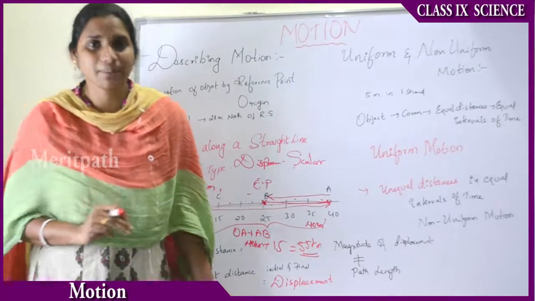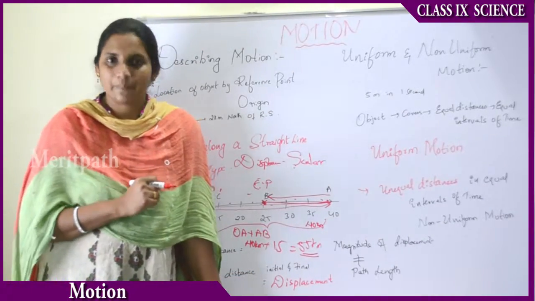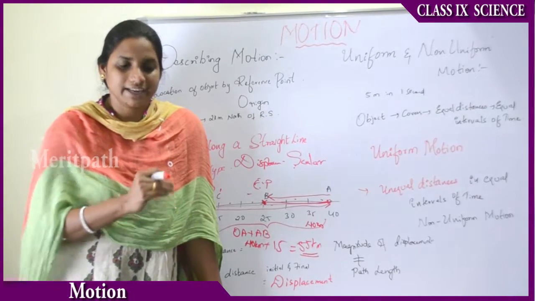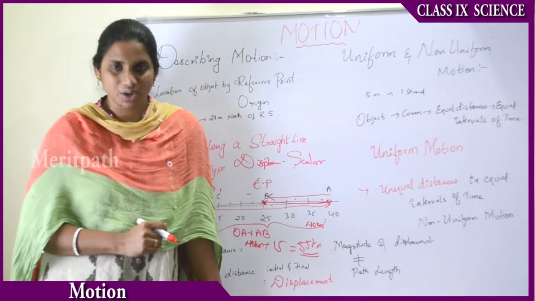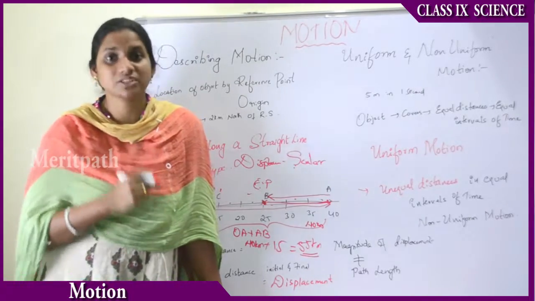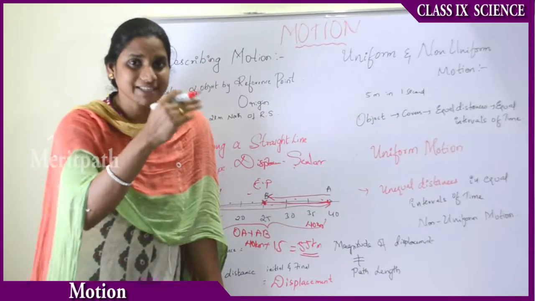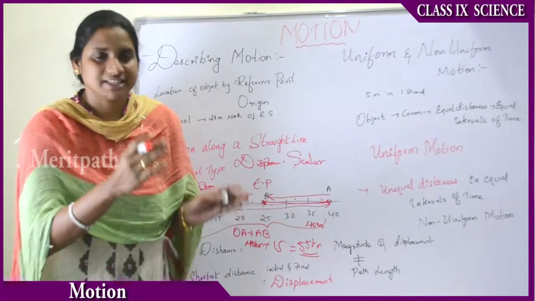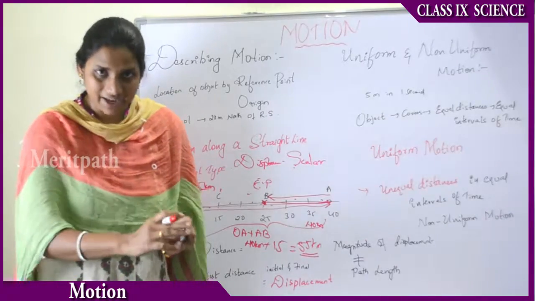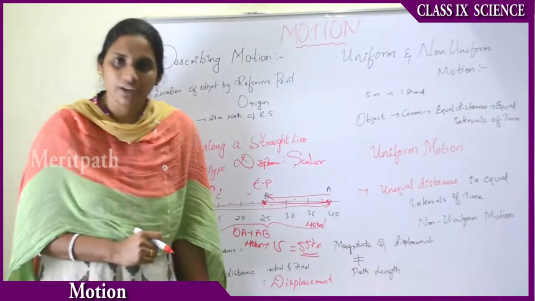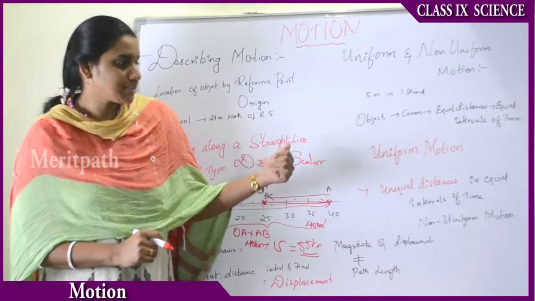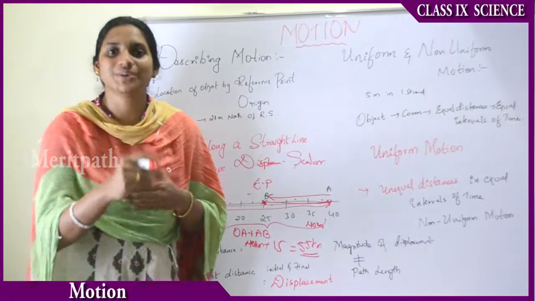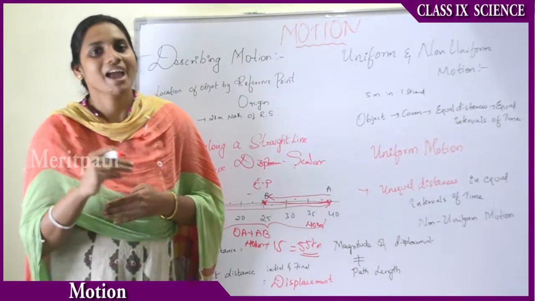Let me give a good example: take a bus. It covers around 20 kilometers and reaches the first stop, and again it takes 20 kilometers to reach the second stop. That means it takes equal intervals of time to cover equal distances. Therefore, it is said to be in uniform motion. I said previously, a moving object means the object's position changes with time. Then it is said to be in motion.